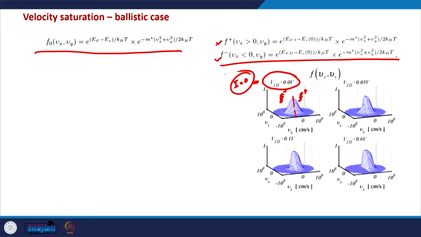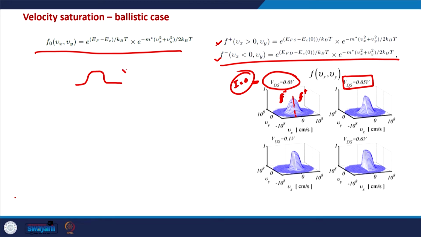Now when a slight VDS voltage is applied, it means that this is now so when the VDS is 0, in that case the barrier looks like this.